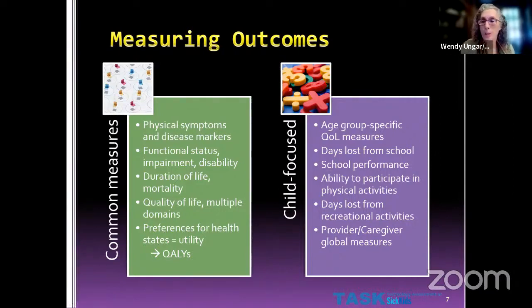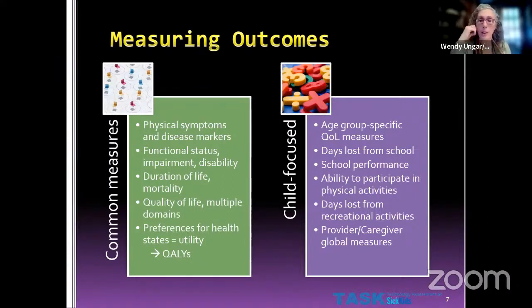So then we might want to go to some child-focused measures that might confer more meaning, more insight into how children are responding to new interventions. And that would include things like age group specific quality of life measures. Some of you may be familiar with the PedsQL. This is a licensed generic quality of life instrument that actually has versions for all these different age groups, and the data can be pooled. So it's quite a powerful and valid measure for measuring quality of life in children.